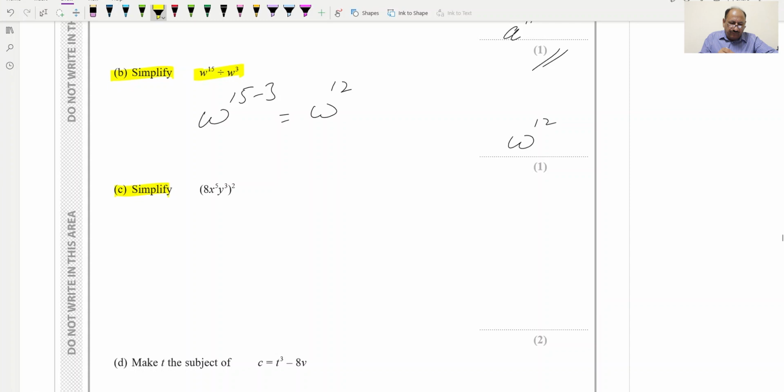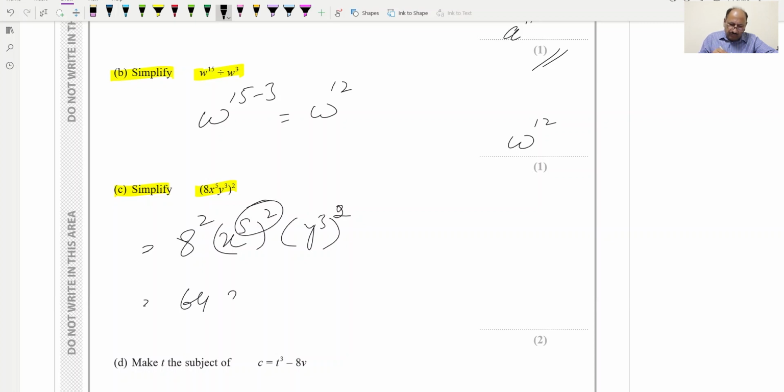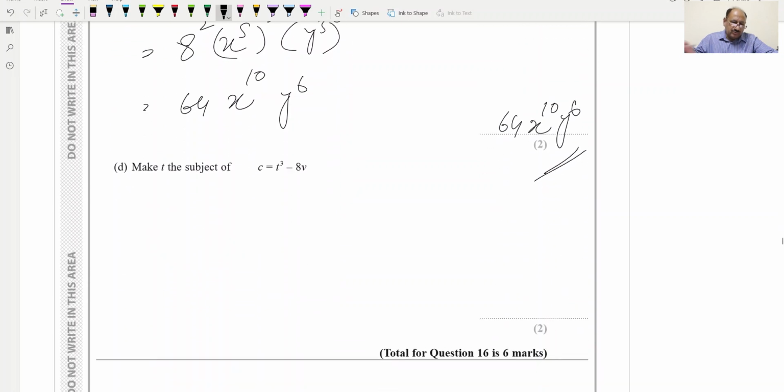C part, simplify. This one will be writing indices with power for the separate terms. 8 raised to 2, x raised to 5, and this 2, and y raised to 3, and this will be squared. Now we can write 8 squared will be 64, and 2 and 5 will be multiplied, so x raised to 10, and 3 and 2 will be multiplied, so y raised to 6, and the extra working I am erasing. So the answer will be 64, x raised to 10, y raised to 6, and this is for 2 marks. Hopefully you understood this as well.